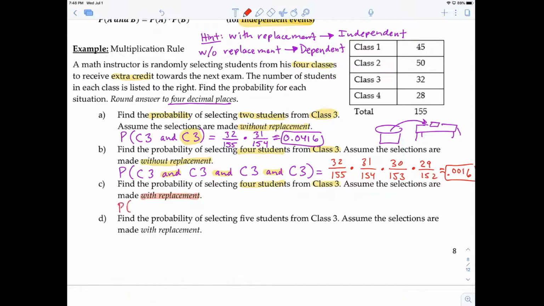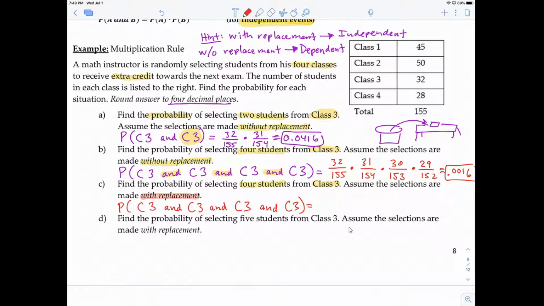So we have the probability that the first student is from class 3, and then the second student, class 3, third student, class 3, and the fourth student is from class 3. So all of them are from class 3, right? This is the only way that we can get all 4 students from class 3. But the difference with this problem is we're making the selection with replacement. Now, what does that mean?